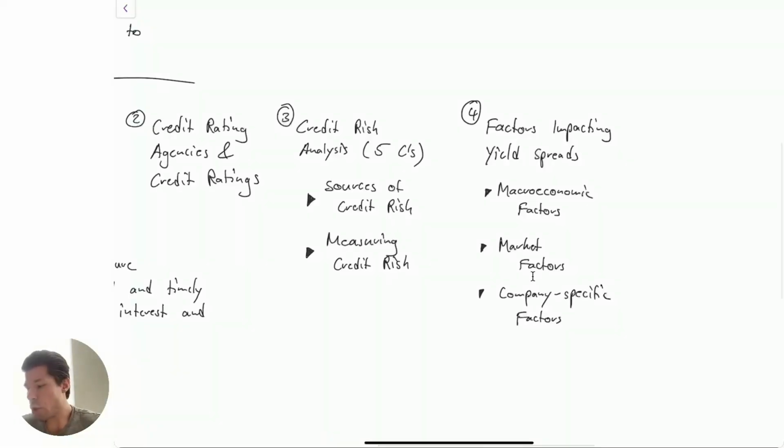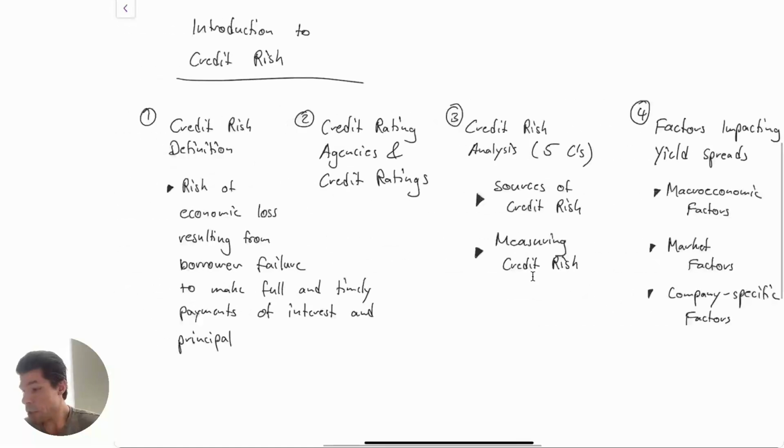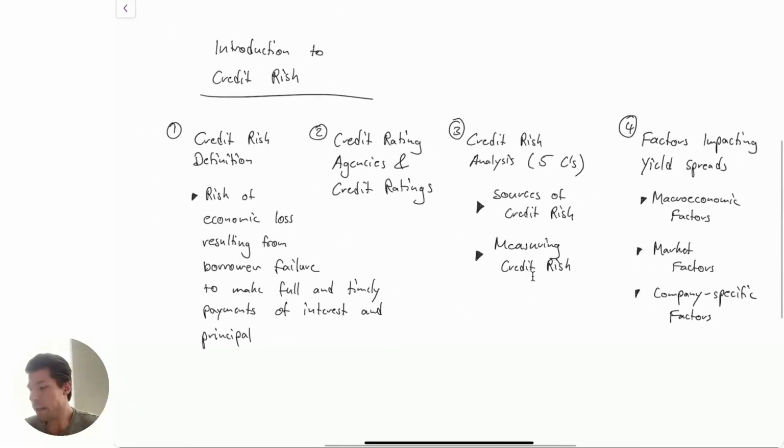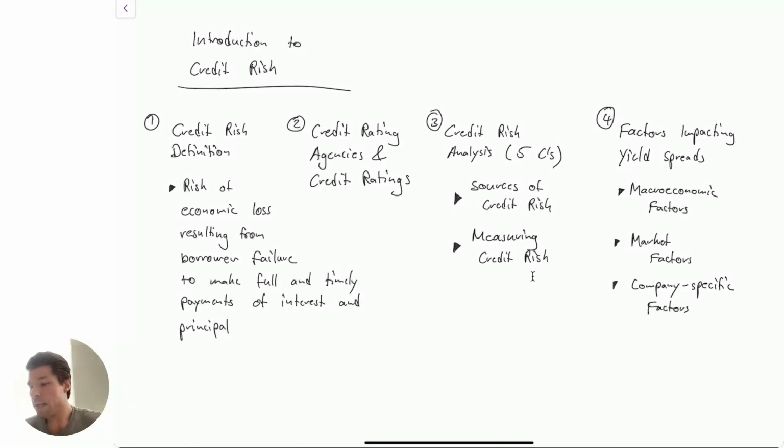And then the last one is all about factors impacting yield spreads. What is yield? Yield spreads reflect basically the compensation or the premium that investors demand for taking on risks beyond those of a risk-free bond, particularly talking about credit risk, which is the risk that the bond issuer might default. So there are a few factors driving those yield spreads: macroeconomic factors, market factors, and company-specific factors. So these are usually the 4 areas you should look into if you want to understand more about credit risk.